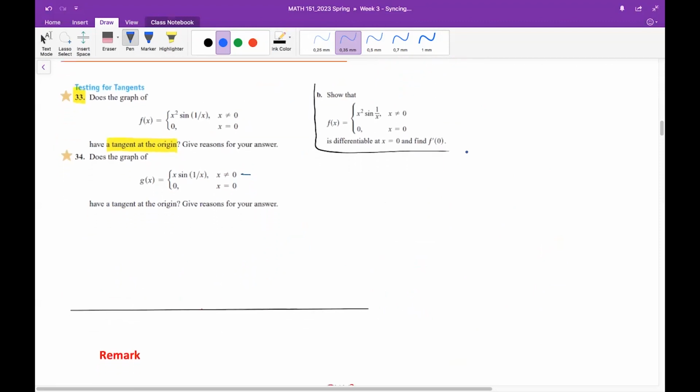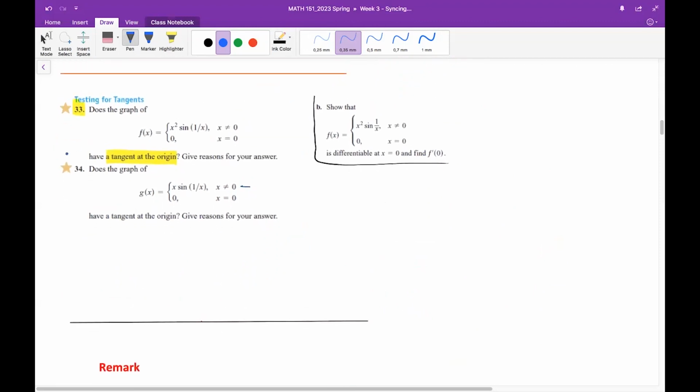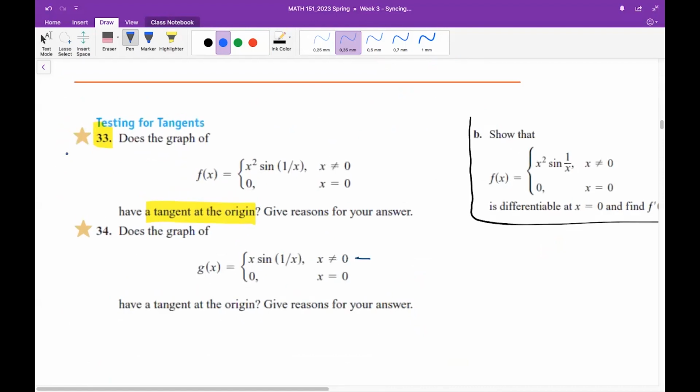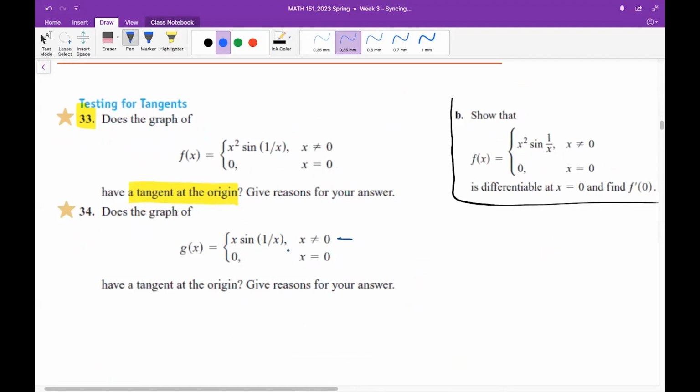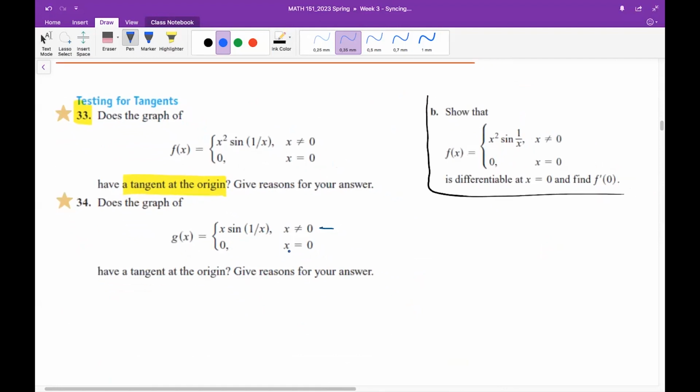Thank you. So this is the next exercise, and as you noticed, we have stars for 32 and 34. I put those stars on purpose there because these are very nice exam type questions. You should listen to the solutions of them really carefully, you know. Okay, so f(x) is given as a piecewise defined function. And the question is, does the graph of this function have a tangent at the origin?